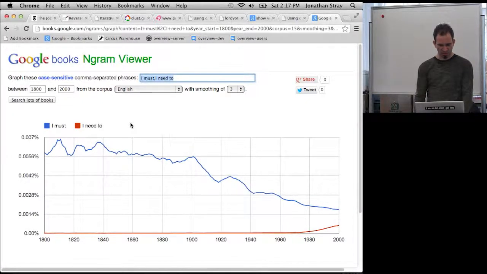Wow, good call. They actually, you can download the, oh, graph these case sensitive, comma separated bases. Nice, you read the instructions. You'll go far.